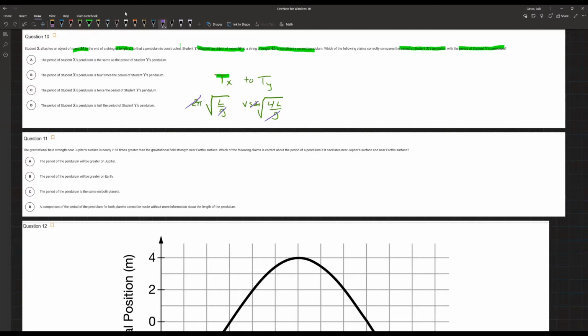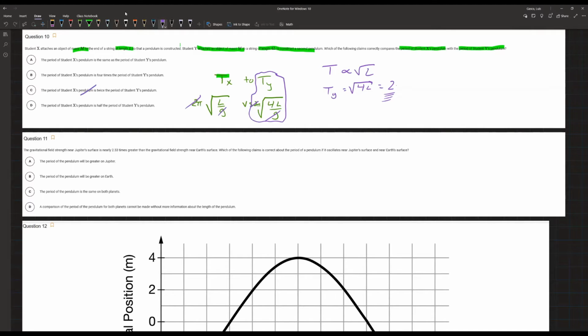What we can say is that the period is proportional to the square root of L. And so we can say that T_Y is going to be square root of 4L, or 2 times greater than student X. Hopefully we can see this. This is the time for student X, it's square root of L. The other guy is square root of 4L, and the 4 square rooted is a 2. So the period of student Y's pendulum is going to be twice as big.